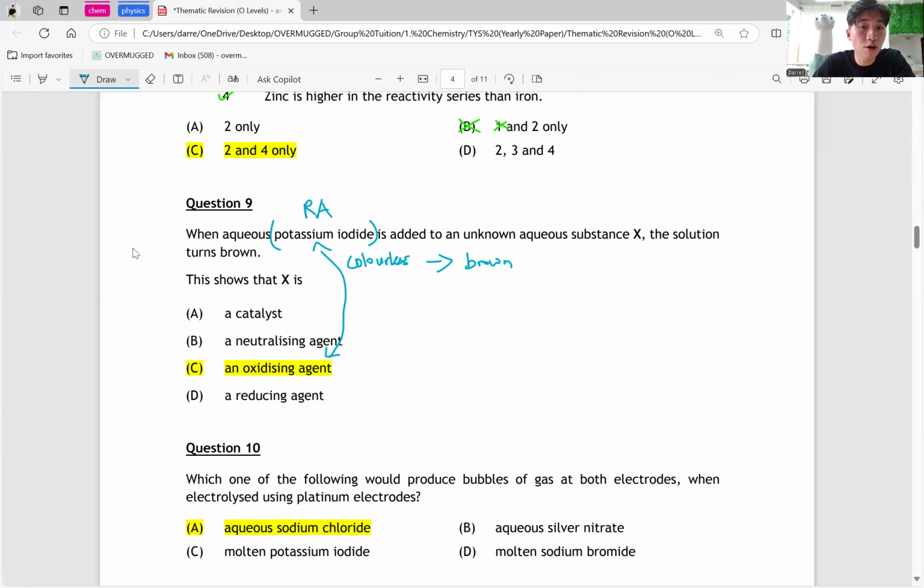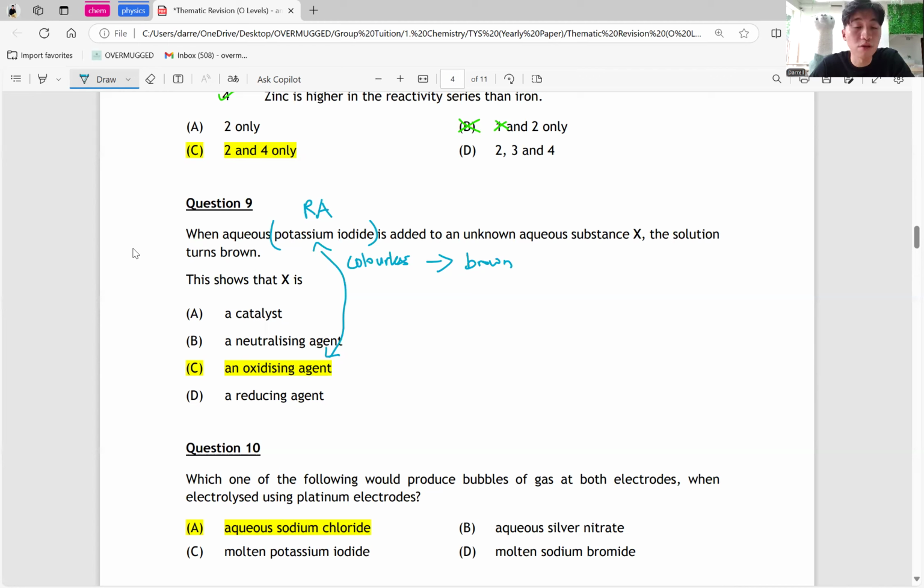So this question is more of recognizing that when you see the word potassium iodide, it's a dead giveaway that it is a reducing agent. The good news is that there's actually only one reducing agent that you must memorize or must know in detail, and that is potassium iodide. The equivalent for oxidizing agent is your acidified potassium manganate.